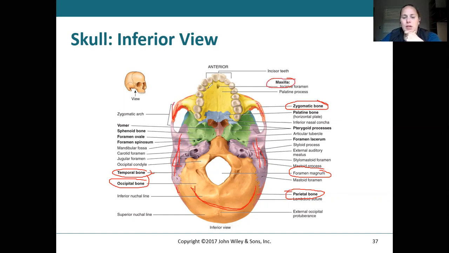The maxilla, here you can see the base of that, the roof of your mouth. Other things worth pointing out, you can also see the vomer from this angle as well as the palatine bone, which is going to be making up part of the upper palate, the roof of your mouth. Okay, so again, just different angles to look at these bones.